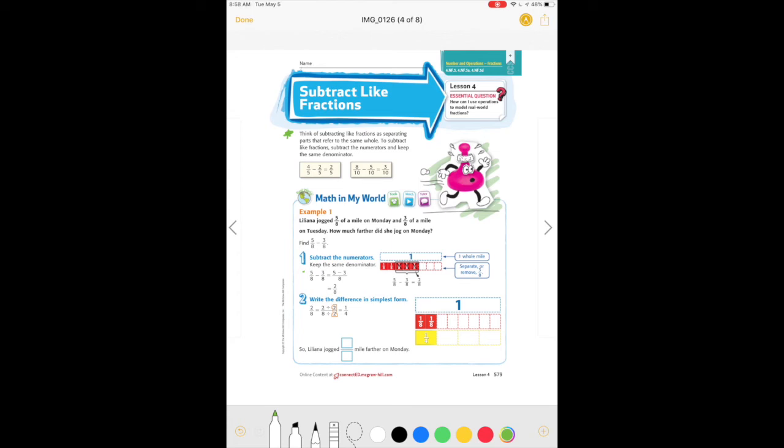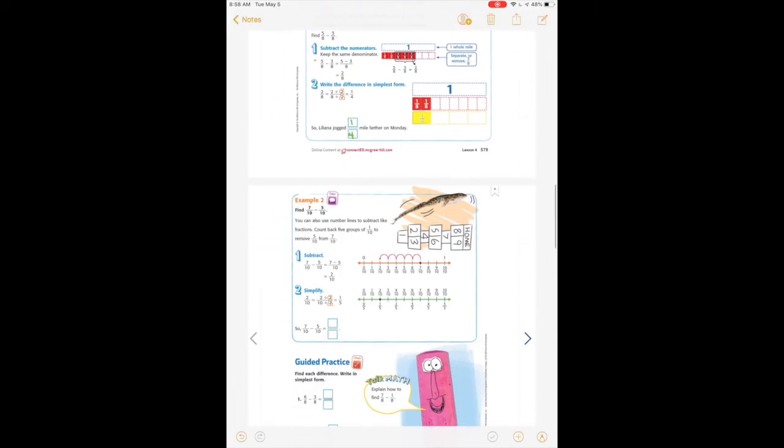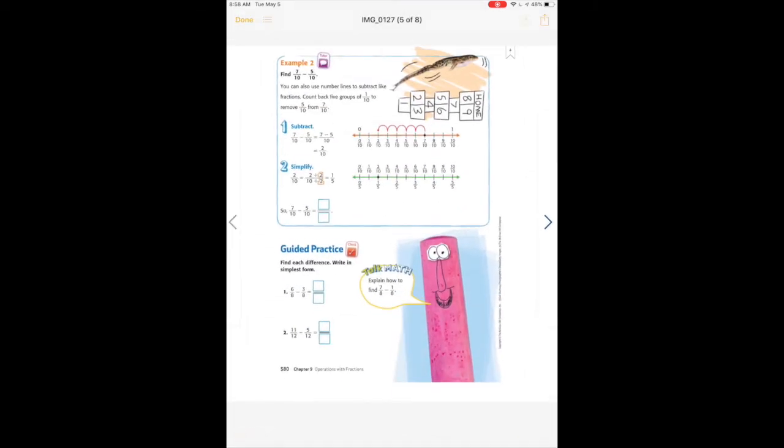Now you need to write the difference in simplest form. 2/8 have a greatest common factor of 2. So when you divide 2 by 2, you get left with 1, and 8 divided by 2 is 4. So Liliana jogged 1/4 mile farther on Monday. Super easy. You just need to subtract the numerators, and we all know how to subtract.